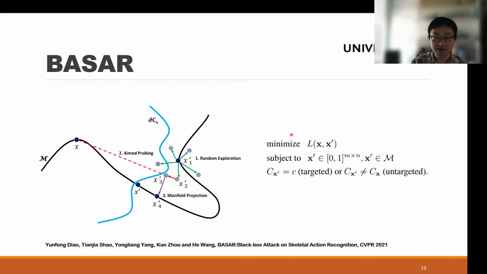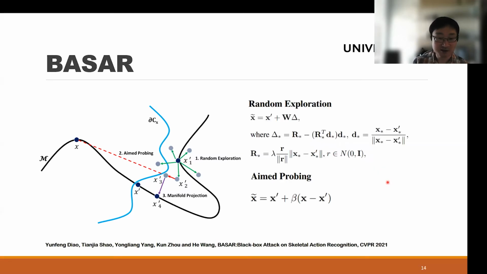Then clearly, this is a very nonlinear optimization problem, right? So we propose an iterative approach to solve this optimization. It has 3 steps. We iteratively carry out 3 steps. The first one is called random exploration.